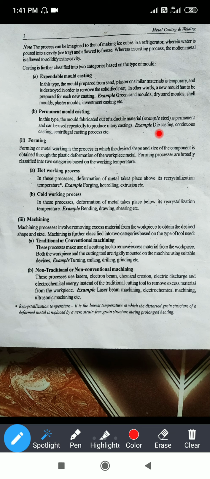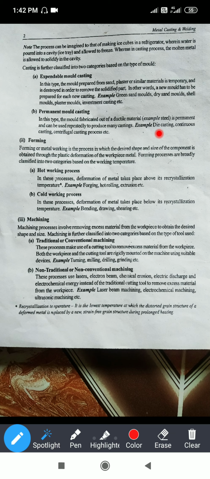So these types of permanent molds are prepared for non-ferrous metals, because the melting temperature is very low compared to ferrous material, and the dies are made of ferrous, ductile materials. These types of dies are used where molten metal is poured for mass production. They can be used repeatedly and produce many castings, and can be used for a longer time, where there is very little wear and tear.